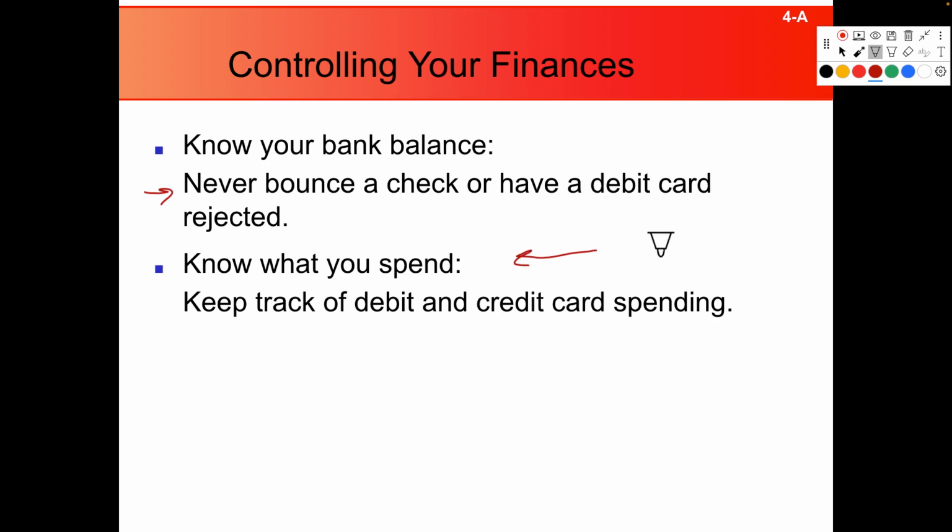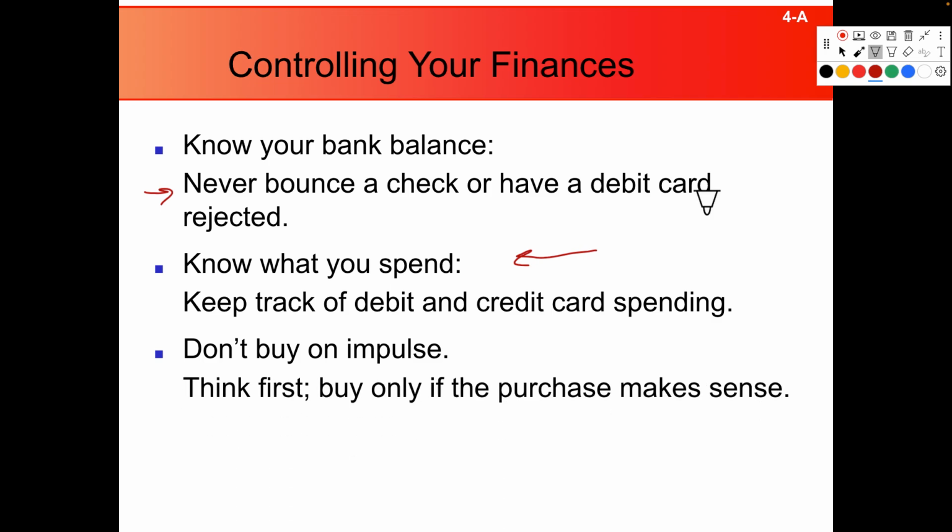That involves keeping track of what you're spending. Again, we have a lot of plastic. We could use that, or we even have apps, so we just wave our phone and it pays for us. But we need to know what we're spending. Not to buy on impulse, because if you just buy on impulse, it's unplanned.